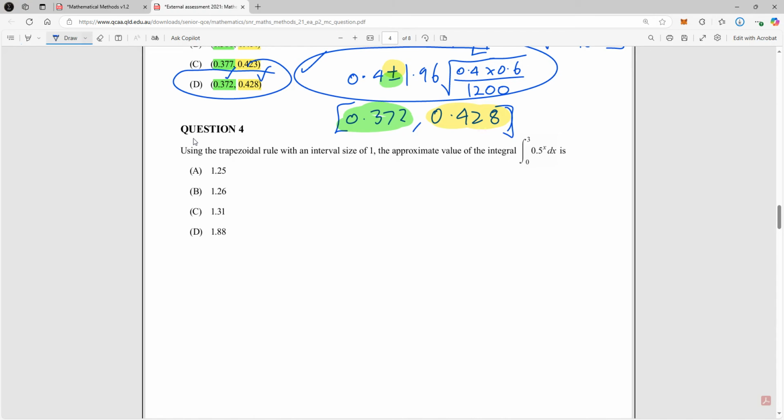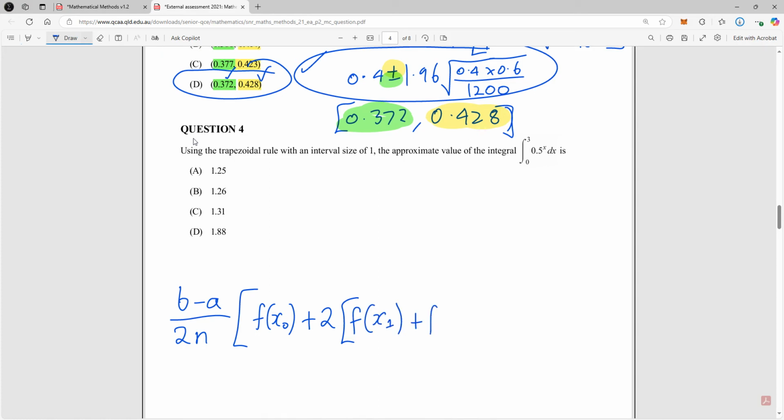So your formula for trapezium rule is B minus A, which is your upper bound minus your lower bound, over 2 times N, which is your strips, times f(x0), which is your first one, then double all your middle ones, so let's say f(x1), f(x2), dot dot, and then plus f(xn), whatever your last term is.